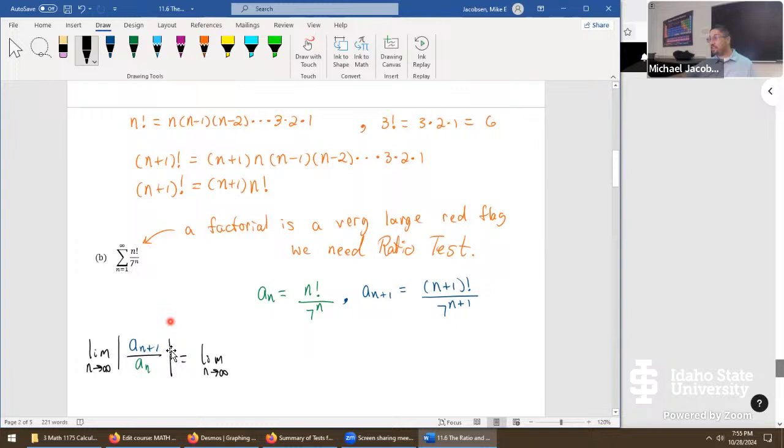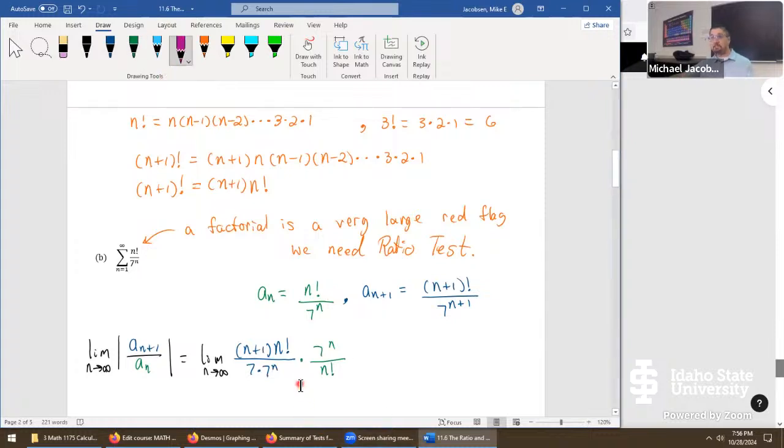So it's the limit as n goes to infinity. We're just dropping absolute values right away and putting in a n plus 1. So that's the n plus 1 factorial. We'll rewrite it as n plus 1 times n factorial. And while we're doing that, we should rewrite the exponential as 7 times 7 power n. Then we multiply by the reciprocal of this nth term, 7 power of n divided by n factorial.